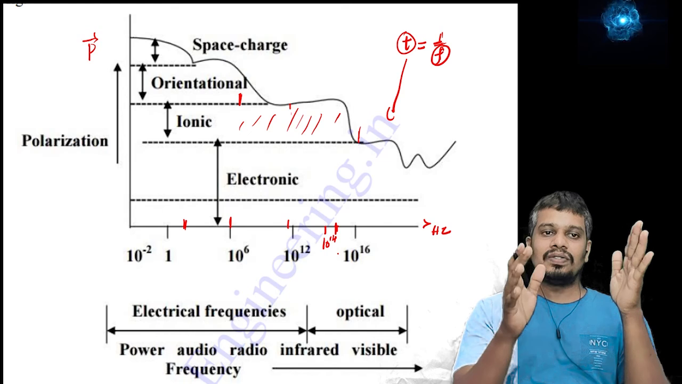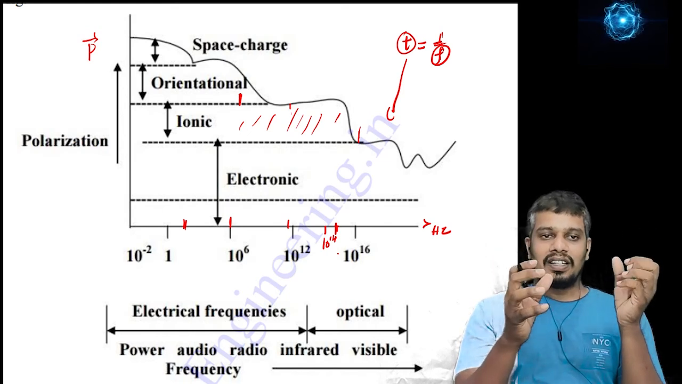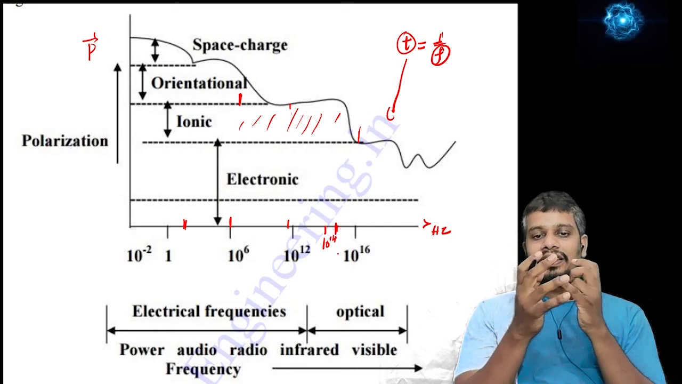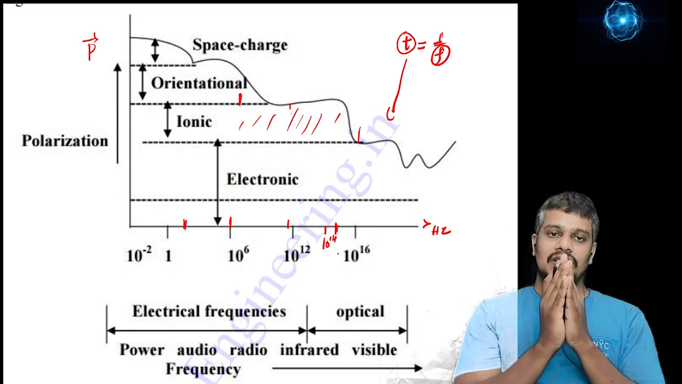So this is the picture that clarifies the electronic, ionic, space charge as well as the orientation polarization as a function of frequency.